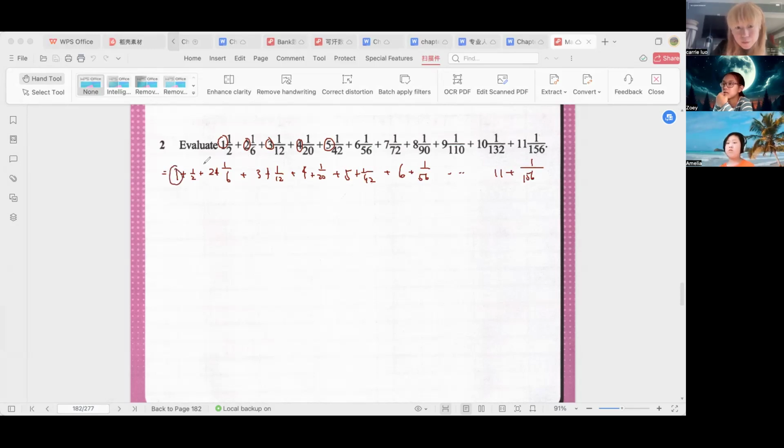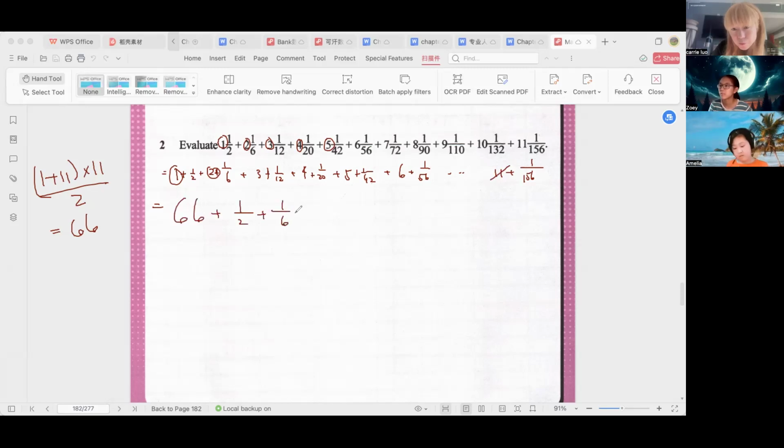Okay, so this whole number part, we just learned it. How do we calculate? 1 plus 11 times 11 divided by 2, correct? So equals to 66. So now, since the whole number part has been taken over, so it's the 66 plus what? Plus 1 over 2, plus 1 over 6, plus 1 over 12, plus 1 over 20. Are you familiar with those ones, Amelia? Okay, so now I give you time, you two, to finish this one yourself.